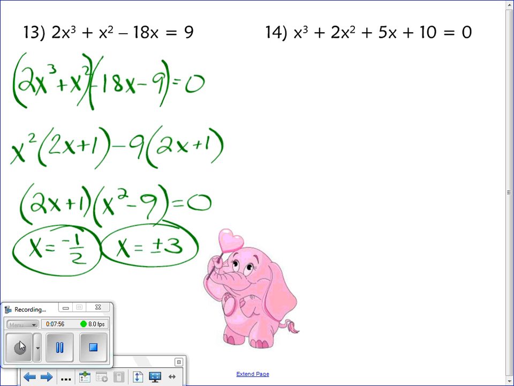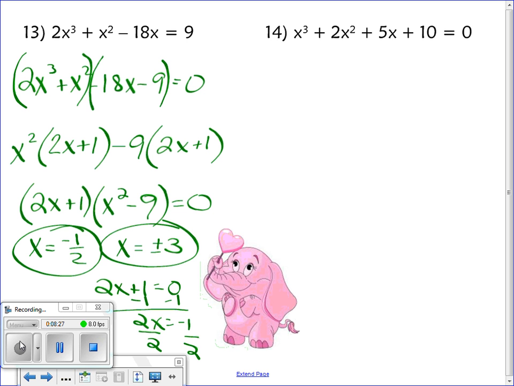Did you get 2x plus 1? So 2x plus 1 equals 0. Subtract 1. 2x equals negative 1. Divide by 2. There's no x squared. Did you have an x squared? Yeah, we don't have one. If that was 2x squared, then we'd have to deal with that, but we don't have that.